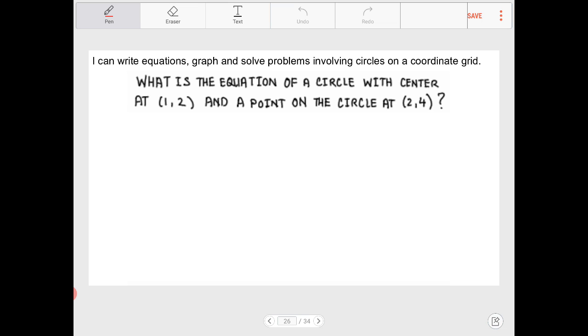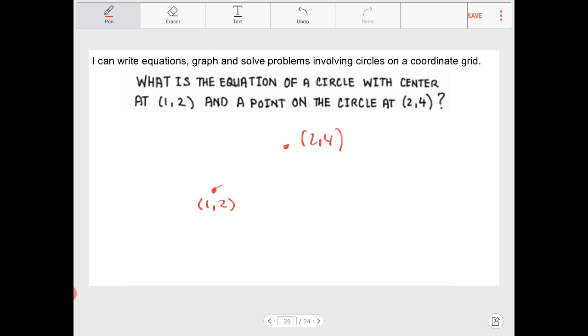Okay, last problem. What is the equation of a circle with center (1, 2) and a point on the circle being (2, 4)? Pause the video to see if you can give this a shot. So hopefully you guys had some time to think about this. I know that the center is supposed to be (1, 2), and then there's another point on the circle, which is (2, 4).